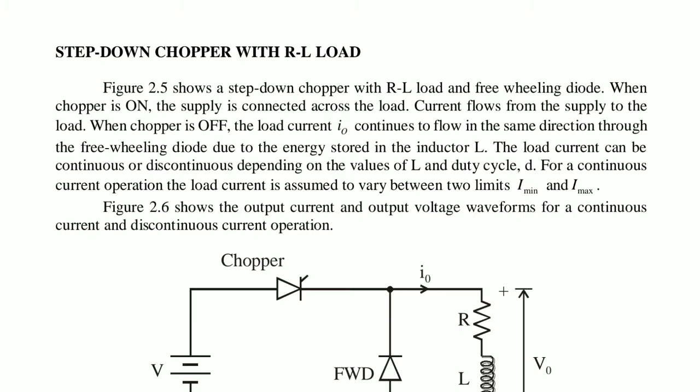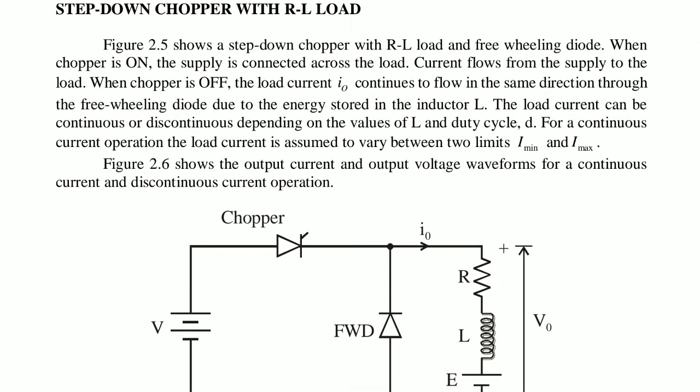Let's discuss this. The following figure shows the step down chopper with RL load and freewheeling diode. We can see there is an RLE load, where E is also a battery provided at the output as a DC source. In this type of chopper, a freewheeling diode is connected.